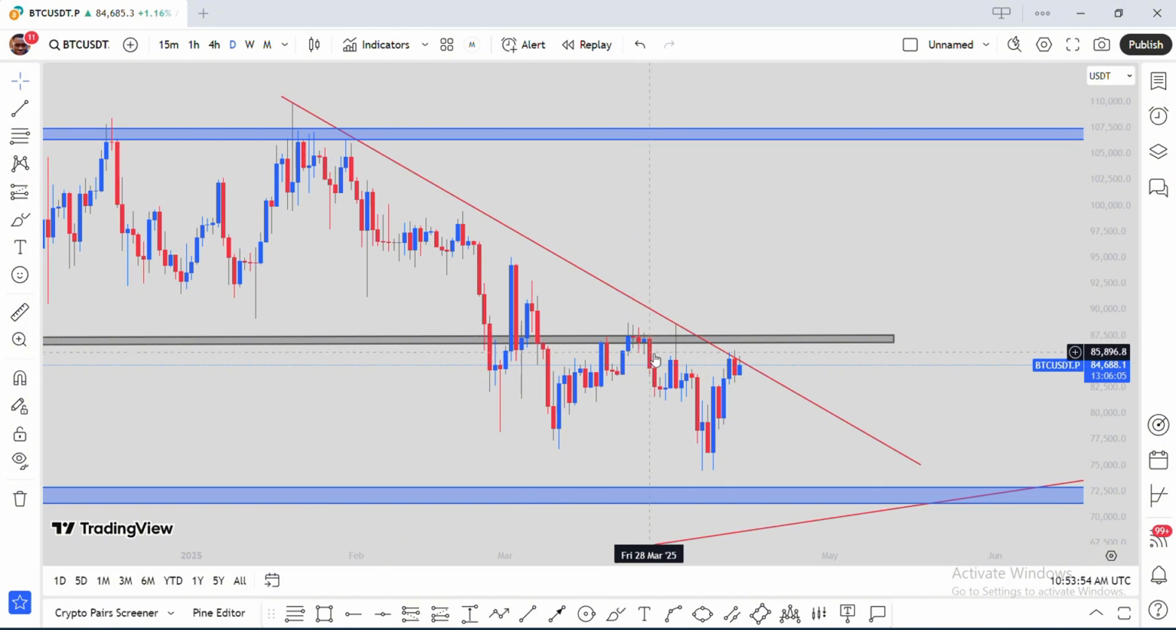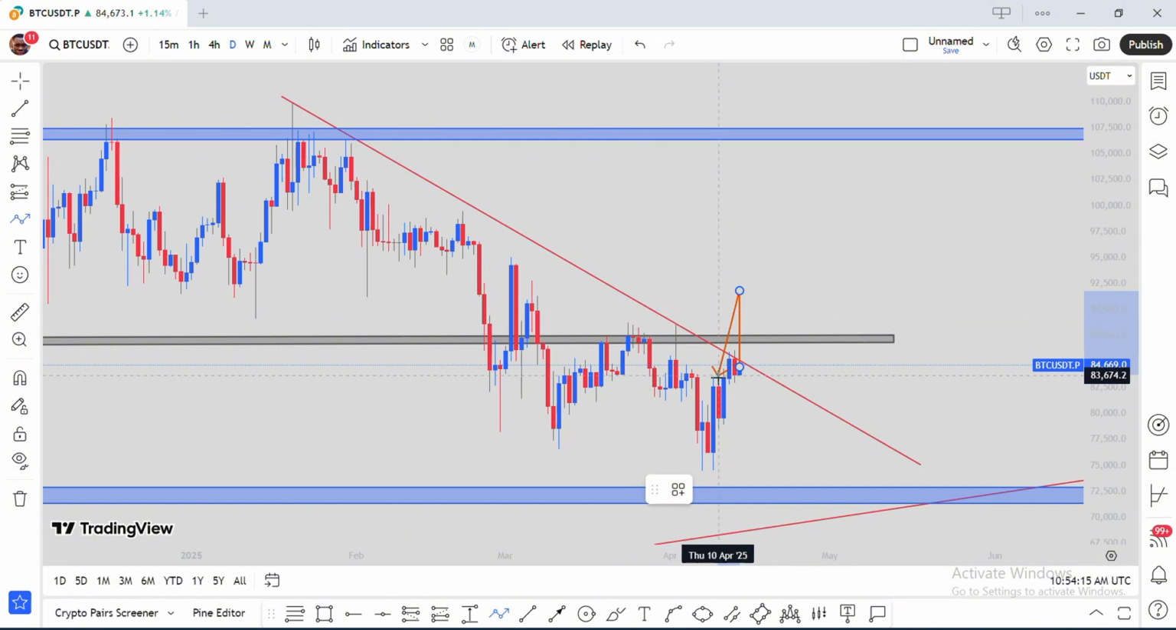So for this structure to shift from a downtrend to an uptrend, price will need to break above this last lower high. So this was the last lower high that was created, so price will need to break it to the upside and then come back. So this is how it's going to look. So I'm expecting a clear break of this level and also a break of this lower high.